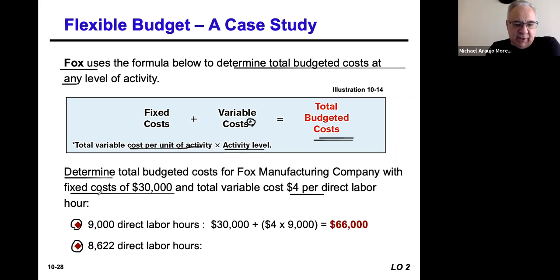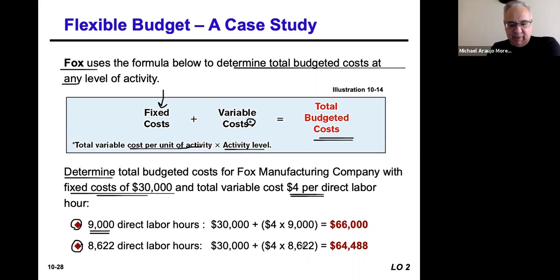So again, it's the fixed costs, $30,000. That's this number right here. Plus the variable costs, which are the direct labor hours times the variable cost per direct labor hour. And so your total 66,000 is your total budgeted costs at 9,000 direct labor hours.